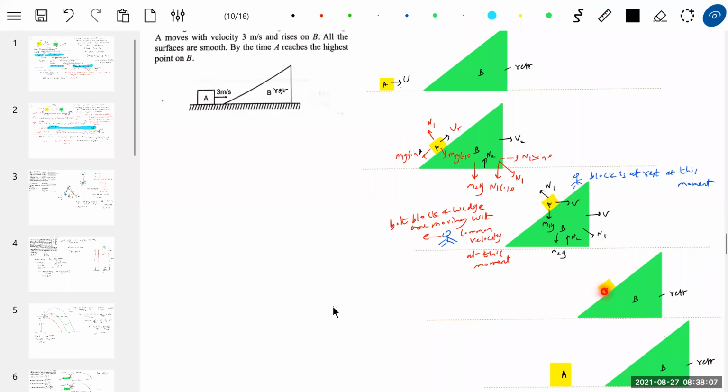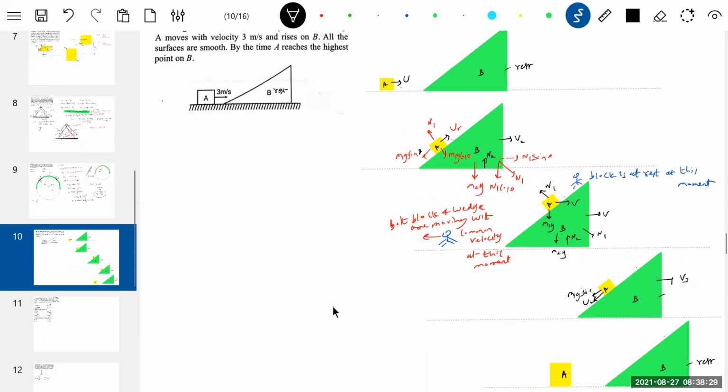Agreed. Now again, what will happen? This person says m1g sin theta will start acting. So now, what is the motion of the block? The block and the wedge will continue to move towards right. Okay, V2 dash, you write it, or V3 some. Then finally, this is what happens.